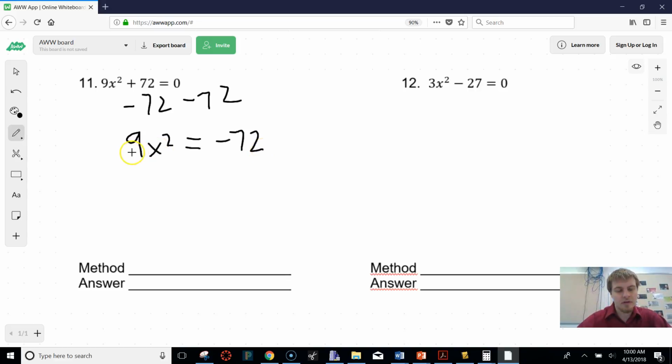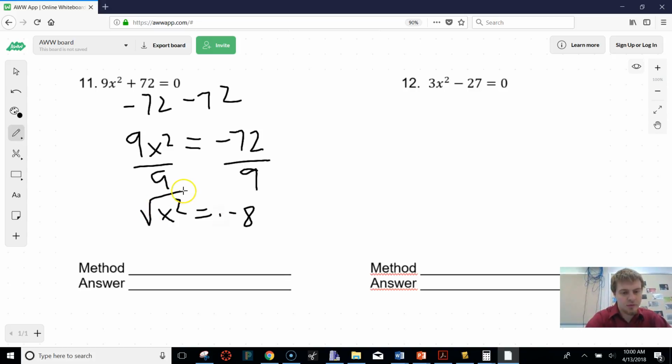And then what I do is I go, oh, I got a 9 by the variable. How do I get rid of that? Oh, I divide by 9. So I get x squared equals negative 8. And then I go, oh, I got a square. How do I get rid of the square? Oh, I square root both sides, which is going to give me x equals plus or minus.